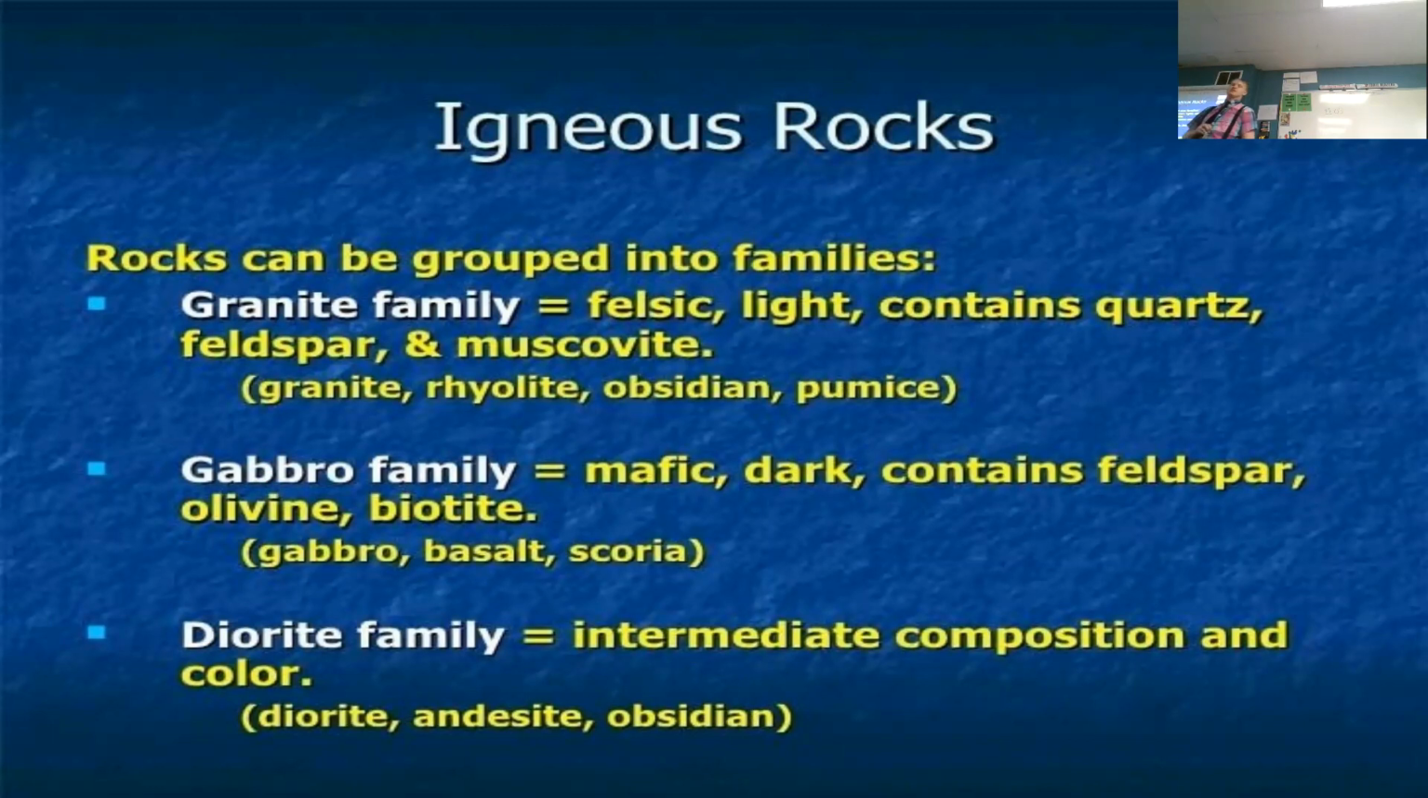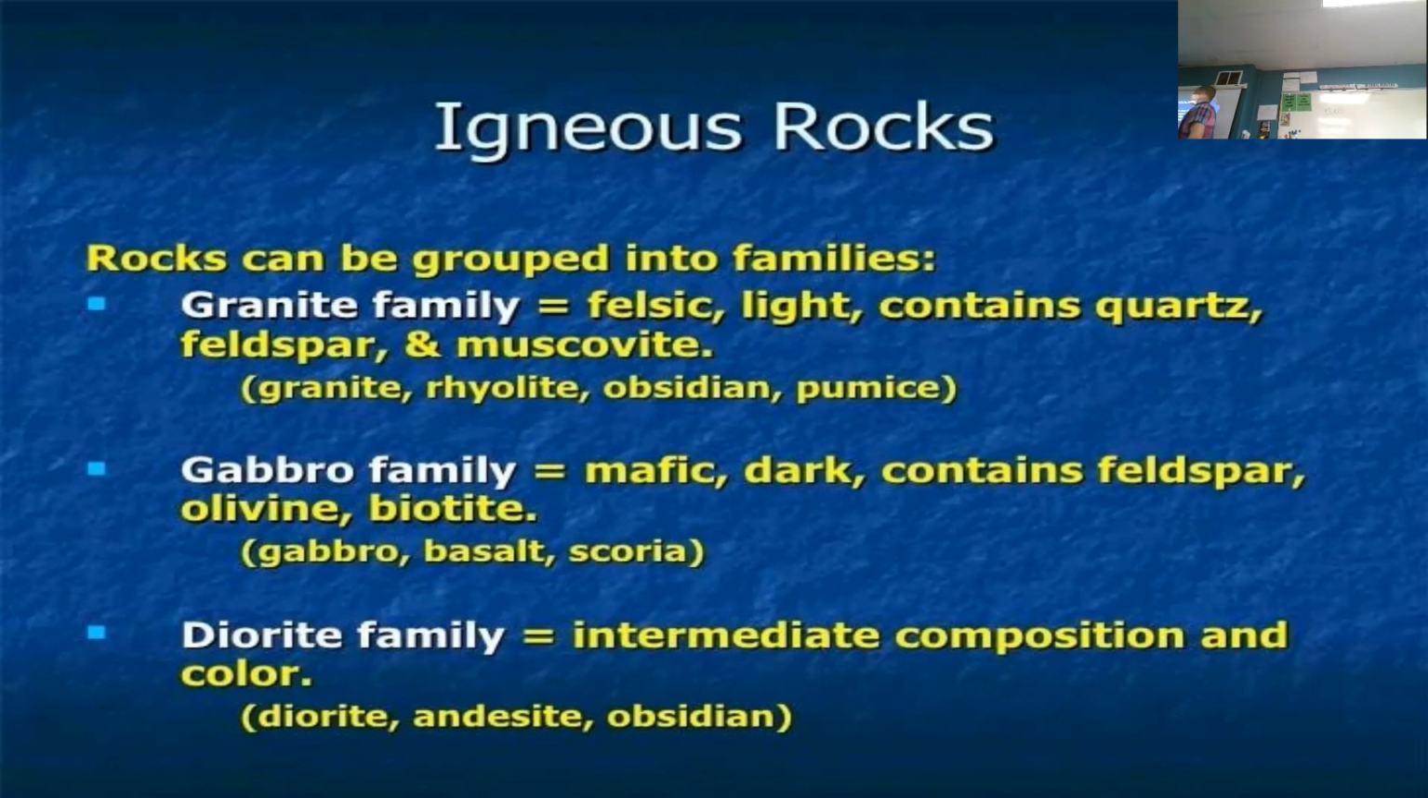So rocks can be grouped into families. We have the granite family, the gabbro family, and the diorite family. So what is included? For the granite family, it's felsic, meaning what? What's felsic? Remind me, Johnny. It has a lot of silica in it, and it's going to be light colored, right? So it's light, contains quartz, feldspar, and muscovite.